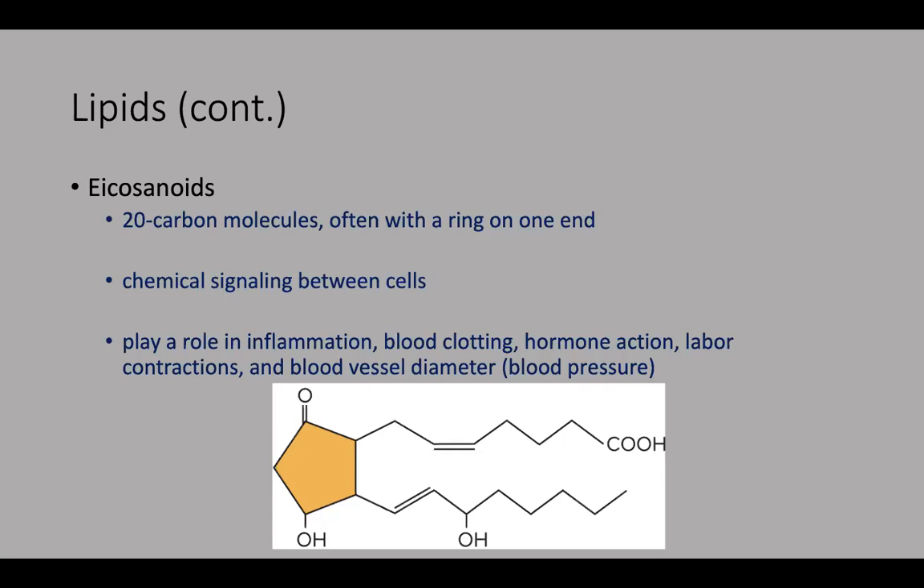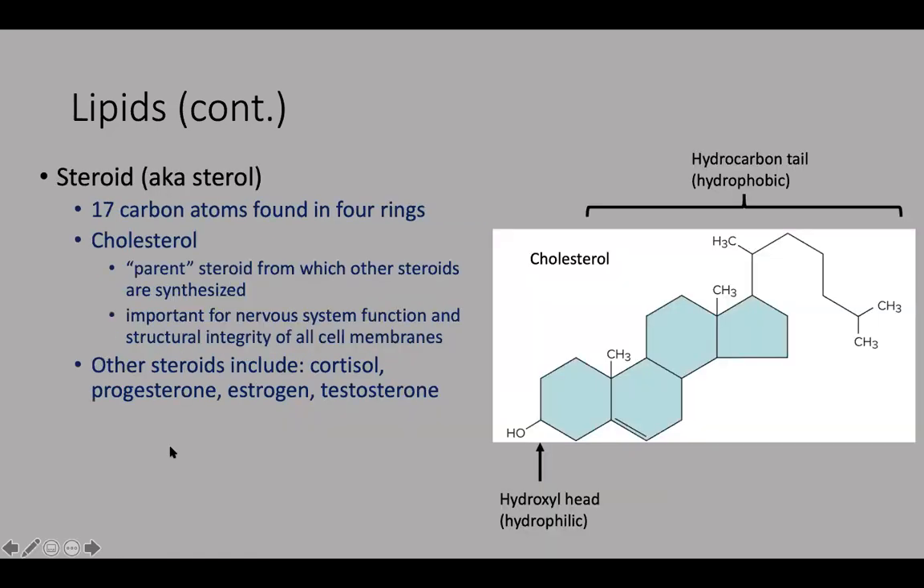Labor contractions are controlled partially by eicosanoids. And then your blood pressure, as far as the diameter of your blood vessels. So eicosanoids will increase or decrease the diameter of your blood vessels, which will increase or decrease your blood pressure. So they're important in a lot of different aspects. They look different from the fatty acids, the triglycerides, the phospholipids, because they have this one ring and then 2 tails coming off. No phosphate group. So there's 2 tails, but there's no phosphate group involved, like with phospholipids.